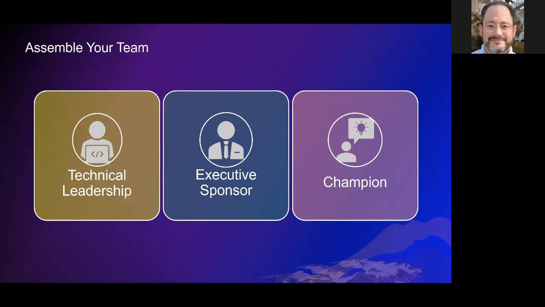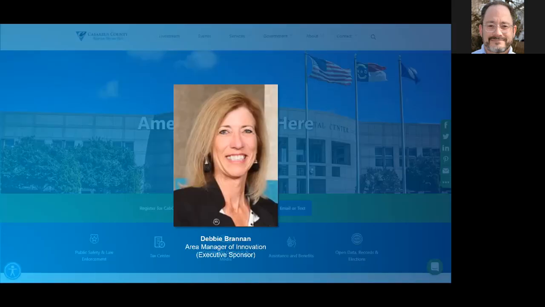You've got to have these 3 positions on your team to be successful: technical leadership on board, a great executive sponsor, and a champion. A champion is someone who believes in the value of geospatial solutions for the organization. The executive sponsor is someone who supports the champion and can allocate funding and resources to projects and initiatives. And then the technical leadership is 1 or more people who work with the champion and executive sponsor to bring solutions to life. So let's see who those are for Cabarrus County.